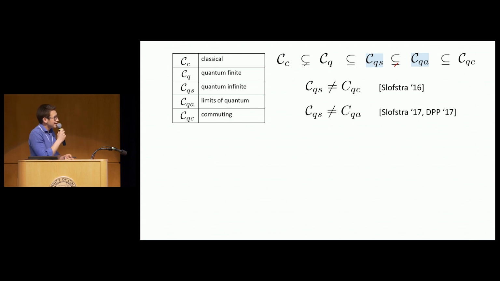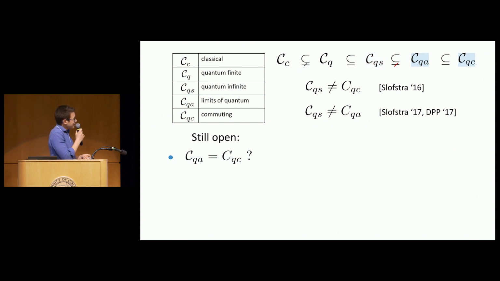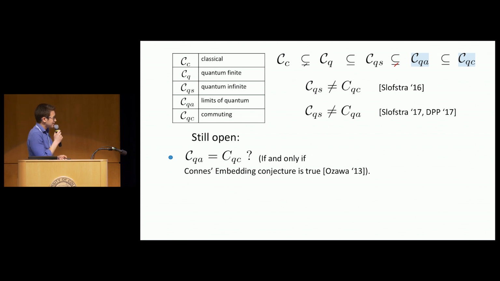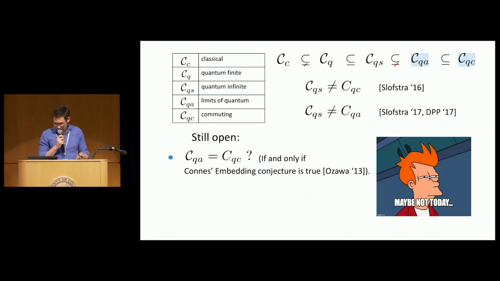Okay, so if we wanted to solve something now, what could we solve? So what is still open? We could try to solve the last inclusion, which asks whether CQA is equal to CQC. This is known: CQA equals CQC if and only if Connes' embedding conjecture is true. And this is a major open problem in operator algebras. So maybe some other day.